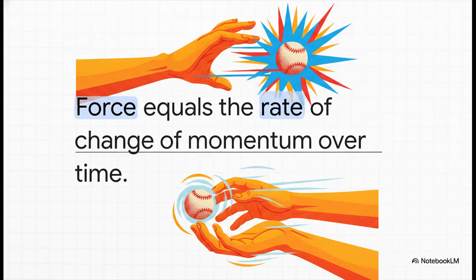What this means in plain English is that drawing your hands back to increase the time of the catch mathematically decreases the stinging force. The novice holds their hands totally stiff, stopping the ball instantly. A tiny dt, or a tiny change in time, results in a massive, painful force. The seasoned player naturally pulls their hands back, increasing the time it takes to stop the ball. A larger time interval means a much smaller, safer force.